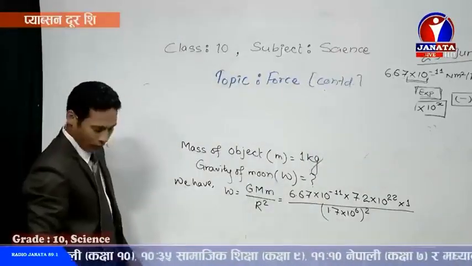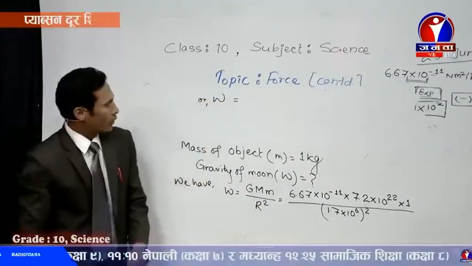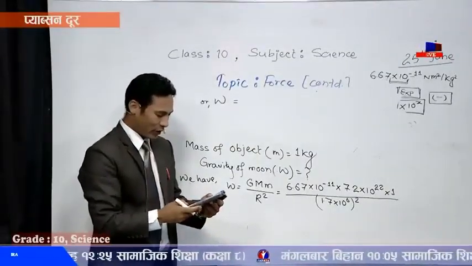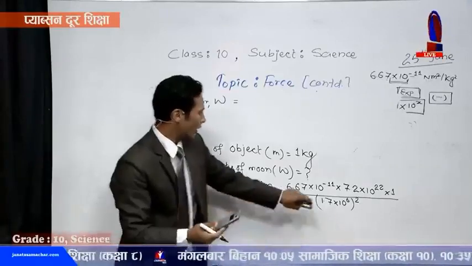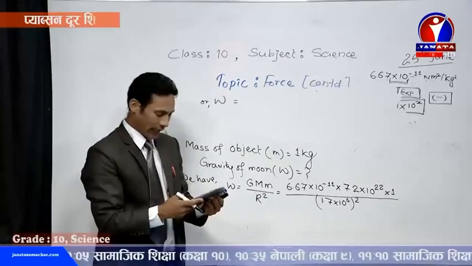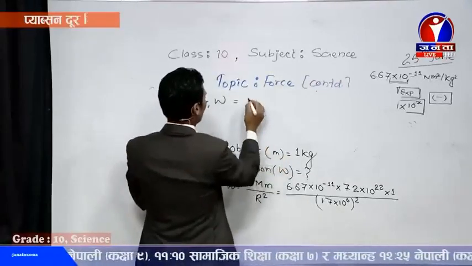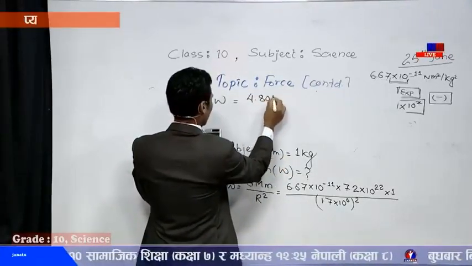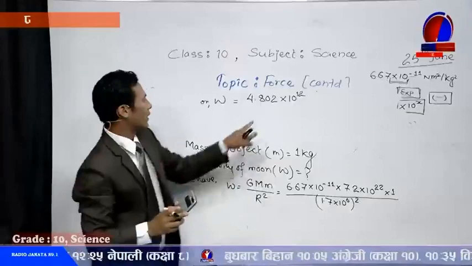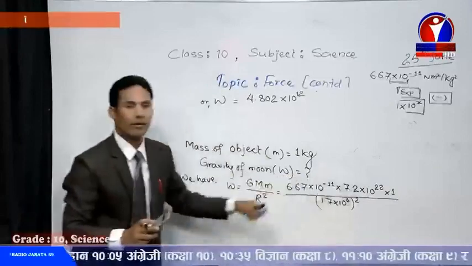Okay, so with the help of a calculator, let's calculate. So this is W, right? Here it is given 6.67 into 10 to the power minus 11, into 7.2 into 10 to the power 22, into 1. That gives the value 4.802 into 10 to the power 12, whenever you multiply these numbers, right?